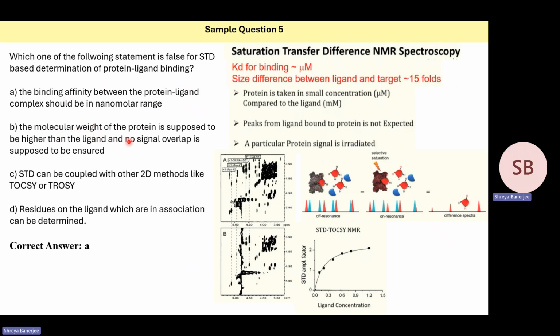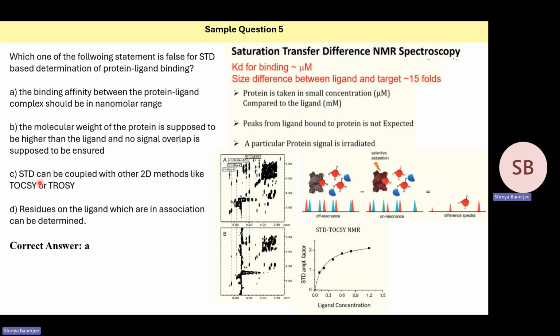Similarly, there is no signal overlap between ligand and the protein. Because in saturation transfer, we are first saturating the signal of a protein. That means we want to selectively saturate that protein signal. So if there is ligand protein signal overlap, the irradiation will saturate both the protein and the ligand. That is not what we want. So this is correct, because the molecular weight of the protein is supposed to be higher and we don't want signal overlap.